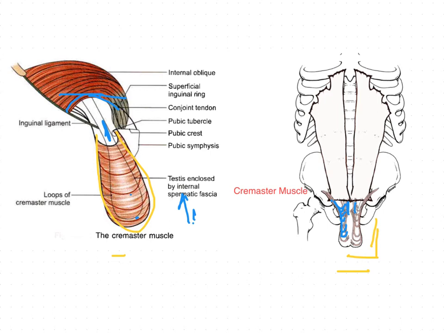These are all about the muscles of the anterior abdominal wall. In the next session, we are going to see the rectus sheath in detail. Thank you.